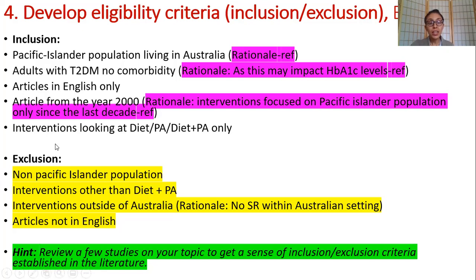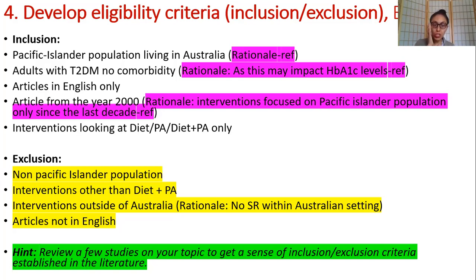All right. Then you have interventions which are focusing on diet alone or physical activity alone or a combination of diet and physical activity. If original articles have medications included in that, those articles are not of my interest, because my main focus is to see whether diet and physical activity is making a change on the blood sugar level of people, which is the HbA1c level of people.